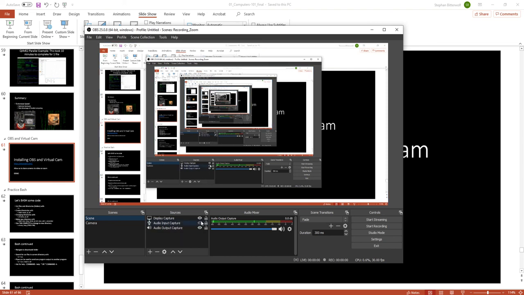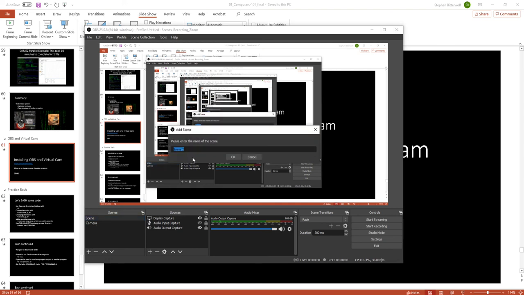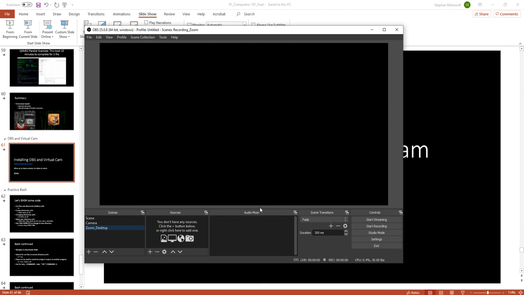But you can do other things like record audio. So in this case, I'm recording the input audio, which I hadn't been doing before. You can record the output, so what people are saying to you if you needed to. So there's lots of different possibilities. But for us, I think the main goal is just going to be setting up a scene. So why don't we create a new scene, and this one we'll call Zoom Desktop. So here we have our Zoom Desktop.